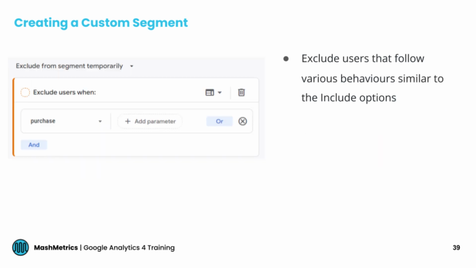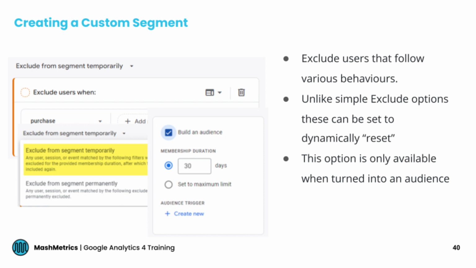Expanding on our example, we might want to exclude users that actually ended up purchasing. That way we can look at the difference between those two behaviors. Easy enough, just select the exclude from segment and exclude users when they purchase. Now, you might be wondering what happens with that dropdown, segment temporarily or permanently. We'll cover this more in the next section, but this is when you utilize or turn a segment into an audience. And you can set a duration for how long they last.